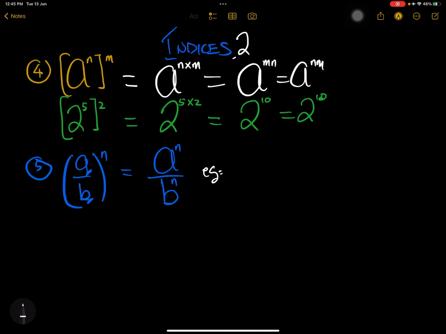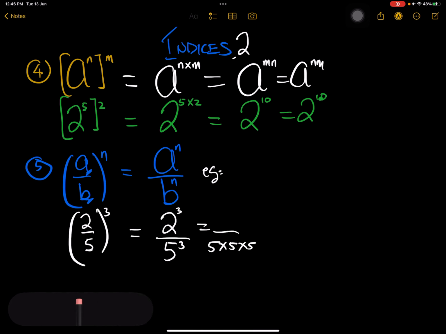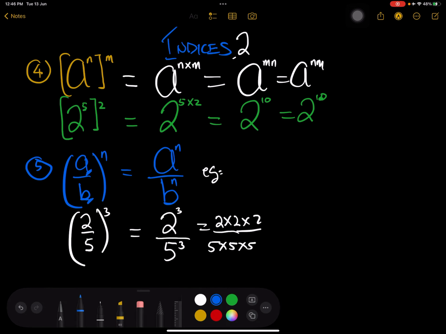An example is if you have 2 divided by 5 in fraction form, all to the power of, let's say, 3. Basically, the rule says that we take the numerator, which is 2, and put the exponent 3 there, and divide it by the denominator, which is 5, with the exponent 3 there. So you're going to get 8 divided by 5 times 5 times 5. Okay, so let me take my time. This one here is going to be 2 times 2 times 2.